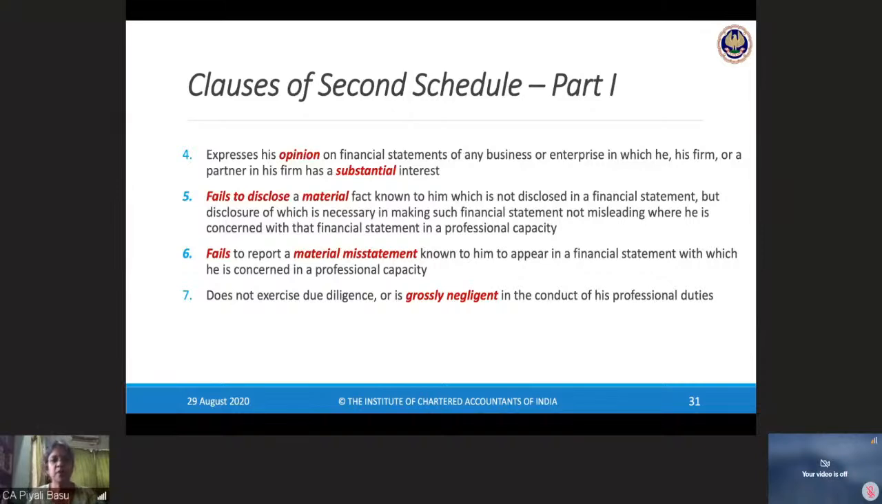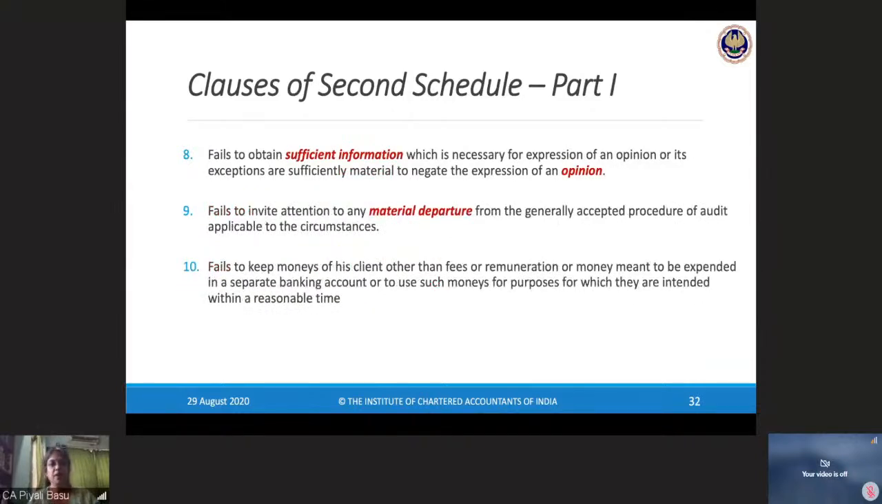Moving on to Clause 8. Clause 8 talks about failing to obtain sufficient information which is necessary for the expression of an opinion. You see, they are so interrelated. Clause 2 is saying that we didn't check. We didn't check because we didn't take sufficient information. And that gives rise to misstatement. That gives rise to negligence.